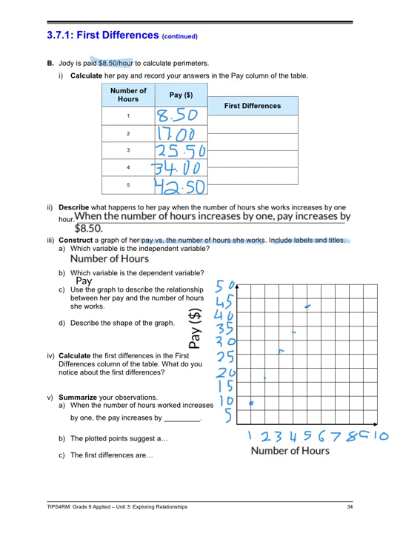And so we can plot each of our points along the grid. 1 hour and $8.50, 2 hours and $17, 3 hours and $25.50, 4 hours and $34, and 5 hours and $42.50. We're going to draw our line of best fit, and then we will continue with part 3. So we've got our line of best fit there, going through all of our points. We can say that as the number of hours worked increases, our pay will also increase.